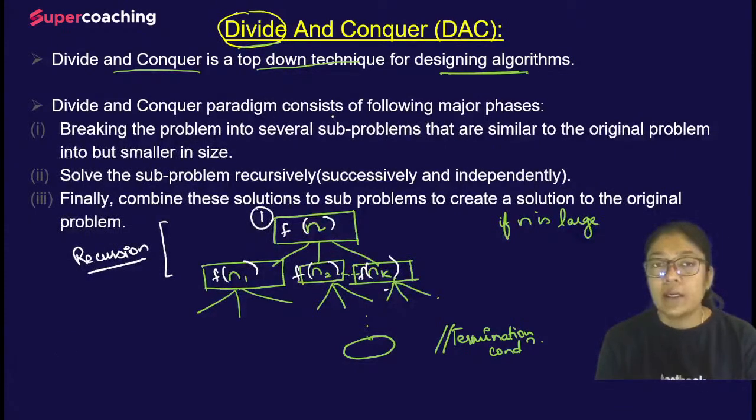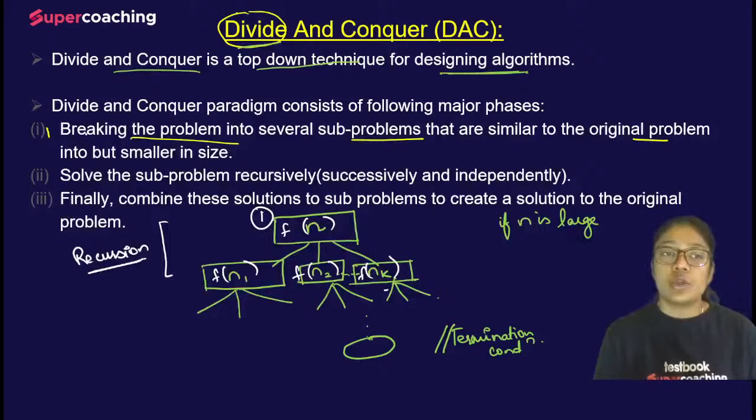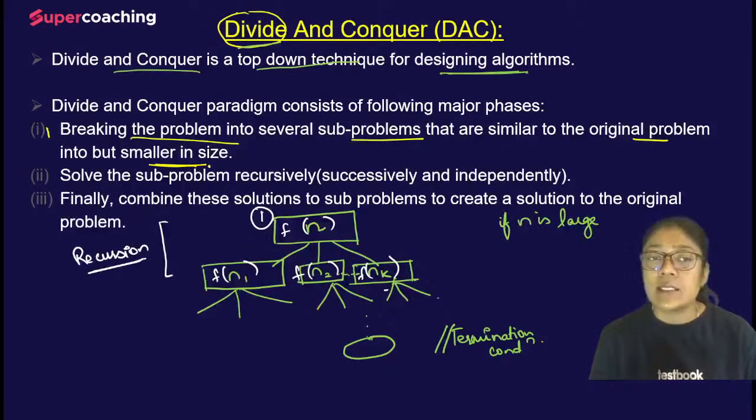Divide and conquer paradigm consists of the major phases. The very first step is to break the problem into the sub problems that are similar to the original problem, but अब जब आपने divide कर दिया तो obviously it's small, size is small. After that we will be finding out the solution of the sub problem.